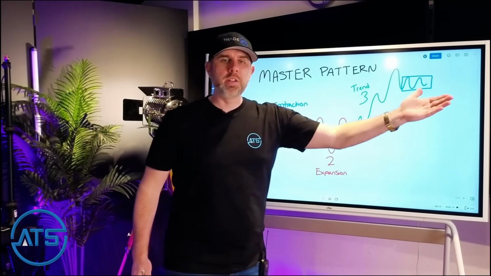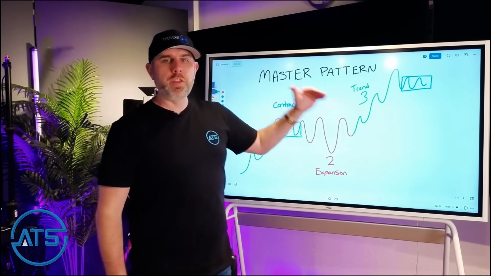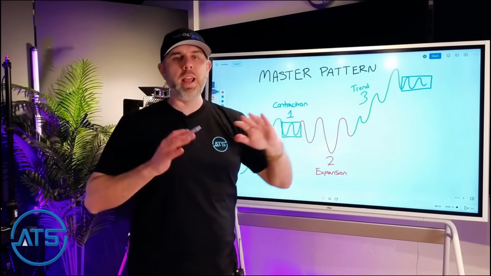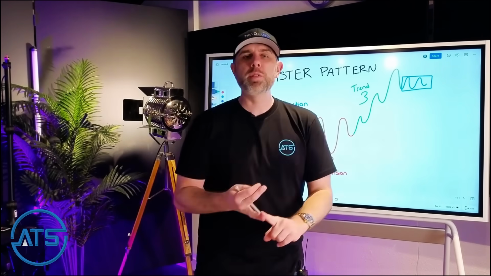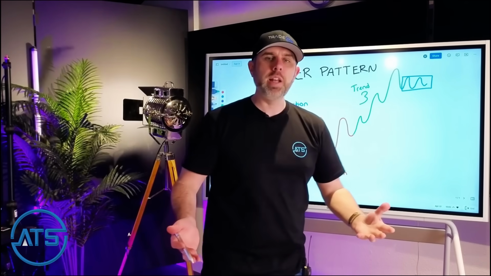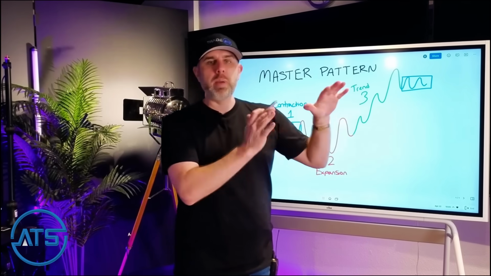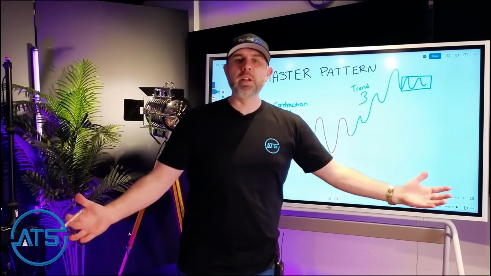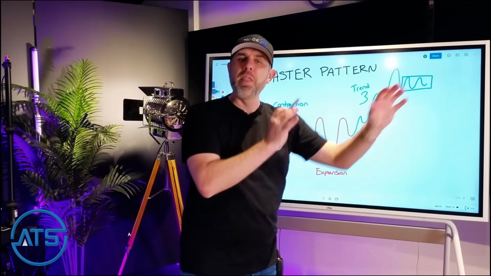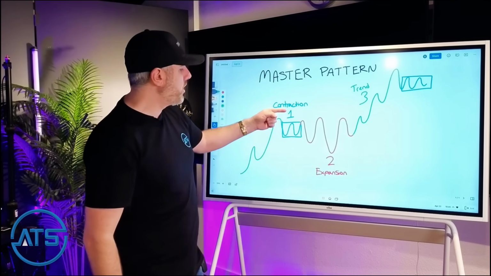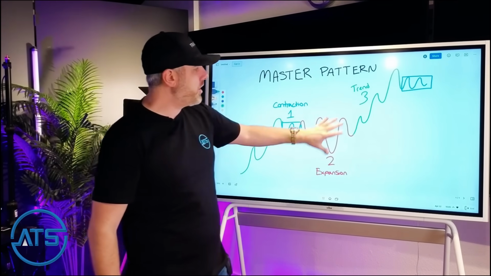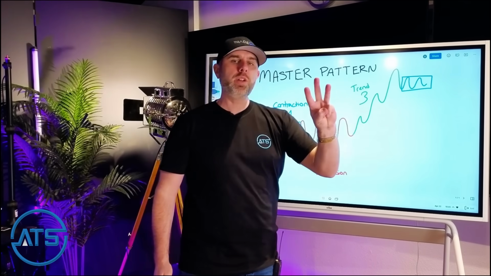What the master pattern is, it is a series of 3 market phases. You could look at any market. I don't care if it's stocks. I don't care if it's Forex. I don't care if it's crypto. Anything that has high trading volume, you will spot this pattern in. Now, I didn't invent this pattern. There were smarter people before me, but this is my interpretation of that pattern. So it starts with contraction, then it goes into expansion, and then it goes into trend. Those are the 3 market phases.